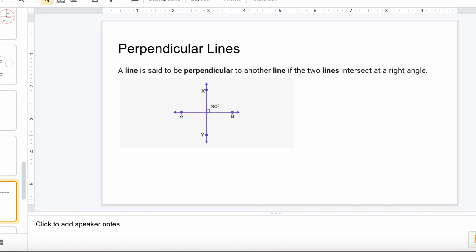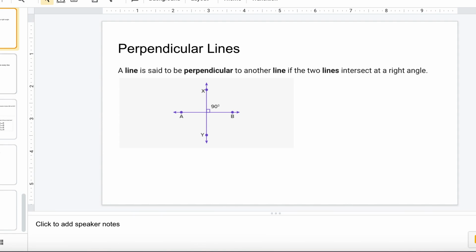Perpendicular lines are very simple. If two lines intersect at a 90 degree angle, then these two lines are perpendicular. What are parallel lines? When there are no intersecting points between two lines, right?